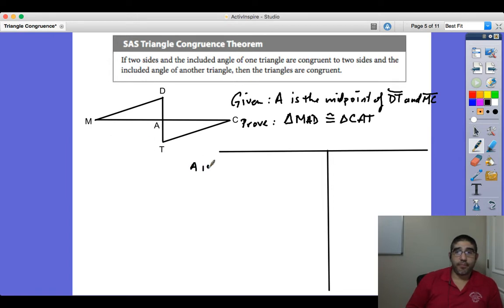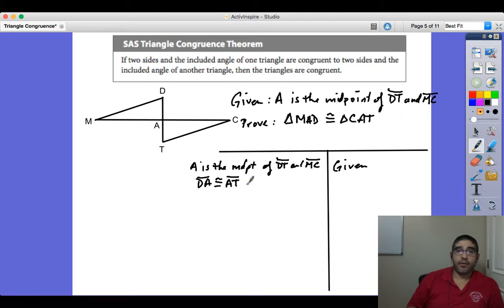So A is the midpoint of DT and MC, and that's given. Well, what does that mean? That means that DA is congruent to AT, and it also means that MA is congruent to AC. And you might be asking yourself, well, why?